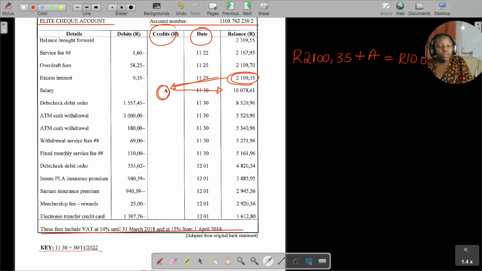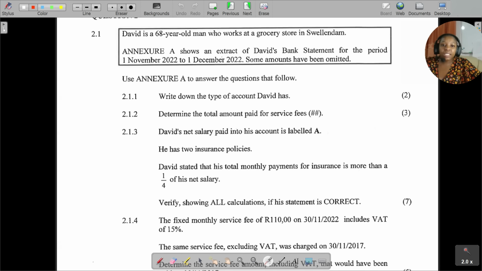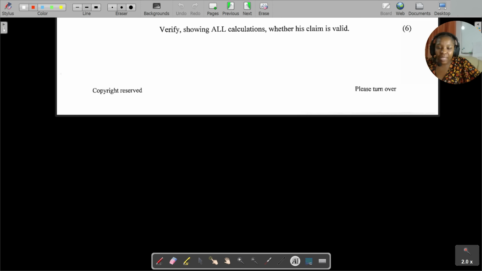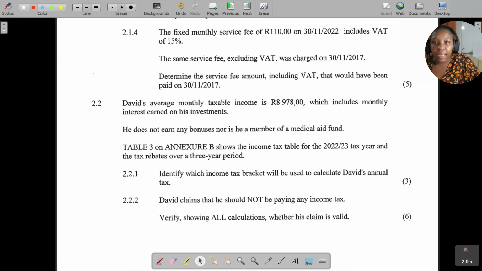I think we're more than ready to have a look at the questions that are given to us. Question 2.1.1 says, write down the type of account David has. From analyzing David's bank statement, we did see that this is an Elite Cheque account. So it's an Elite Cheque account.